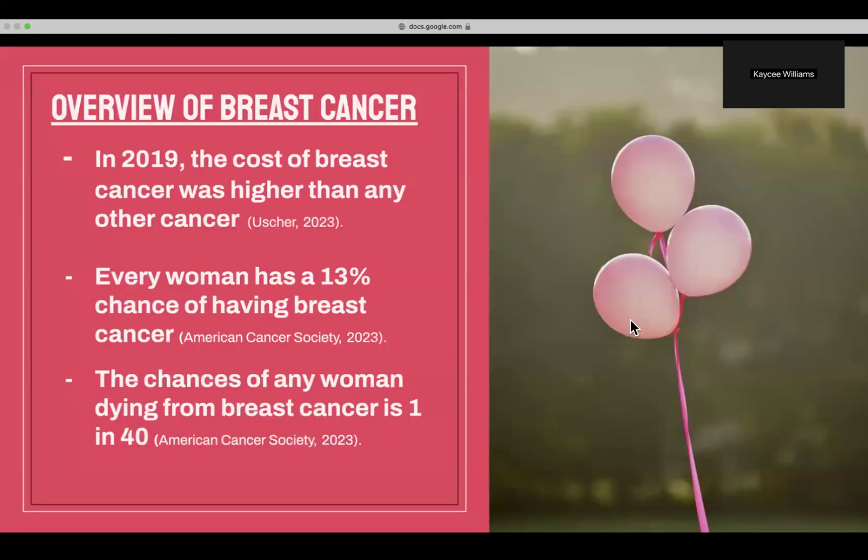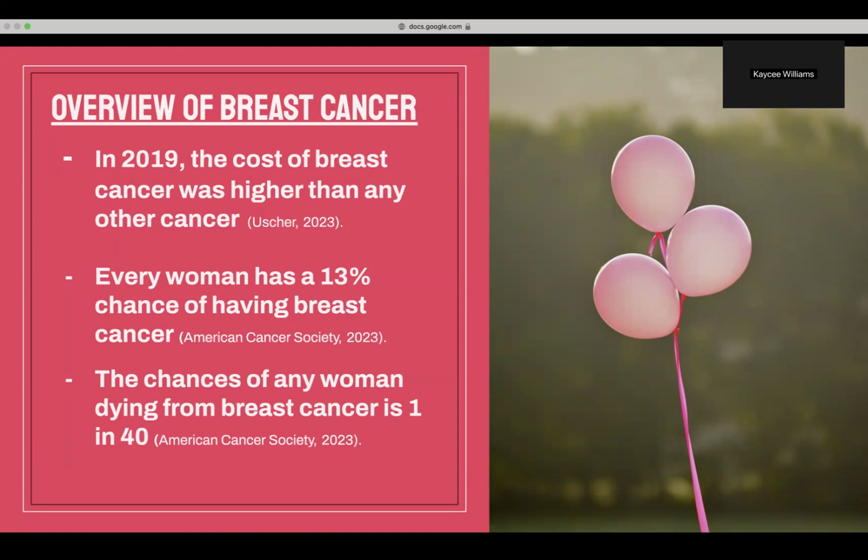In 2019, the cost of breast cancer was higher than any other cancer. Every woman has a 13% chance of developing breast cancer in their lifetime. And the chance of any woman dying from breast cancer is 1 in 40. So that's a pretty significant amount.